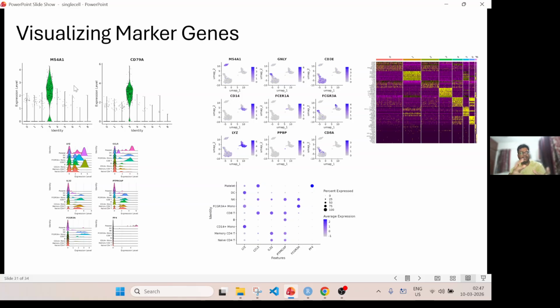And once we identify the markers, the next step is to visualize them. There are different visualizations, like dot plot, ridge plot, feature plot, violin plot, and heat map, so that we can see what the expression of the genes looks like.